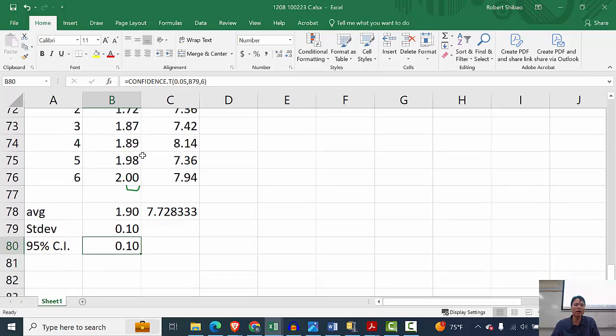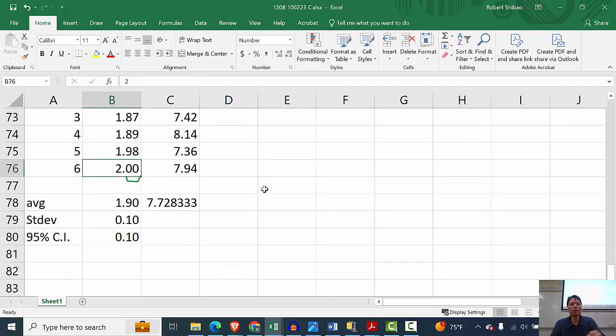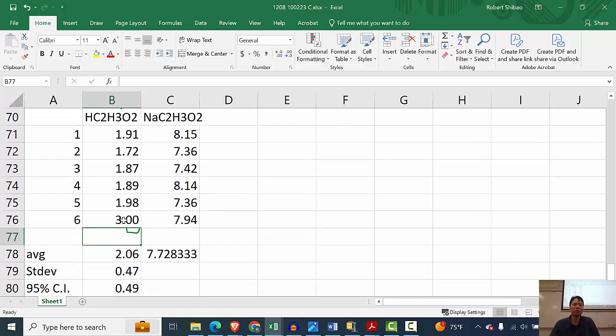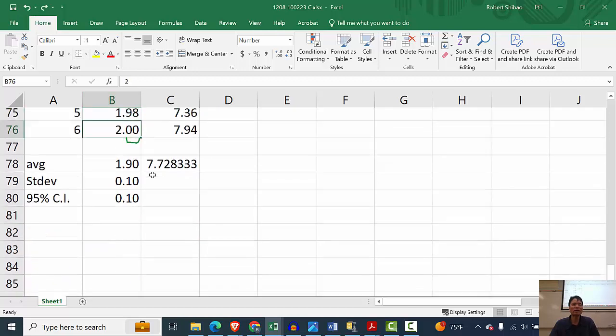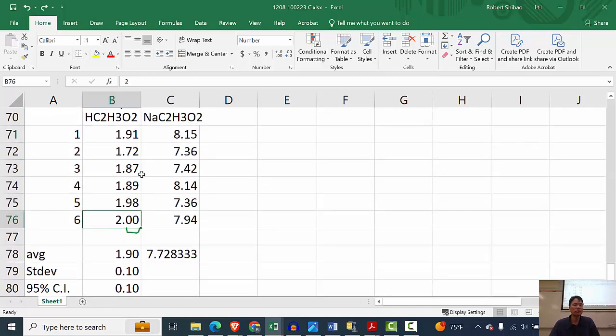Let's say one of these was way off. I'm going to make this, instead of 2.00, let's make this 3.00. If that's 3.00, take a look at what happened to my 95% confidence interval. Now it went up to 0.5 or 0.49. Do you see that? That means we have a lot less confidence because we have this one data point that's way out there at 3.00. Let me bring it back to what it was. It was 2.00. When we go back down to 2.00, then it's good. So the 95% confidence interval depends on how precise your run-to-run precision is.